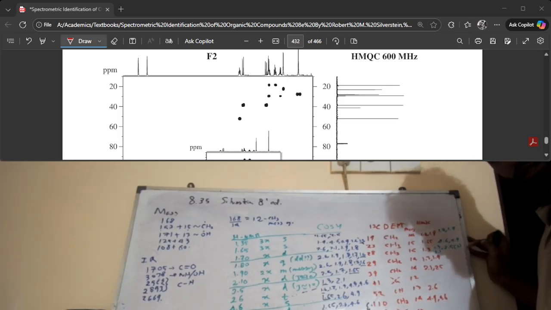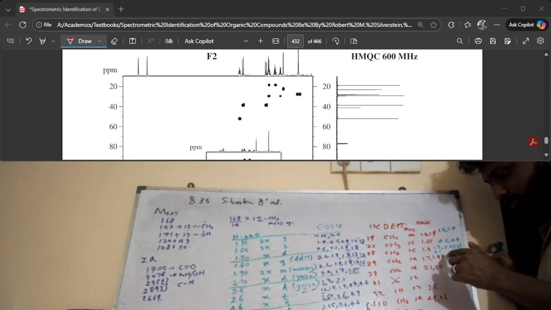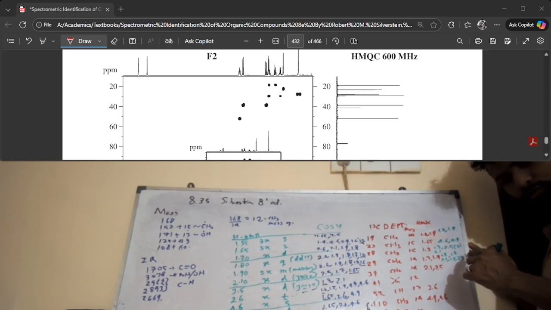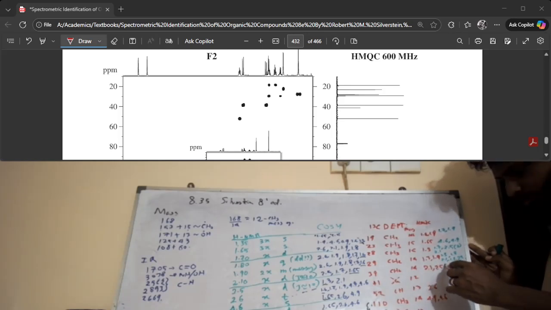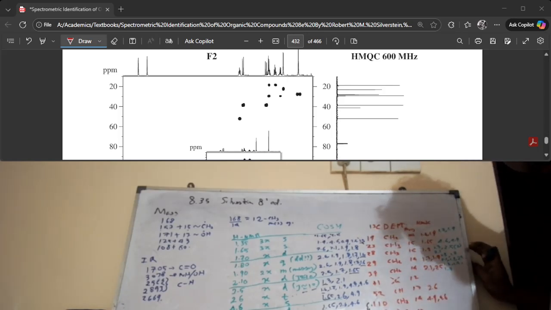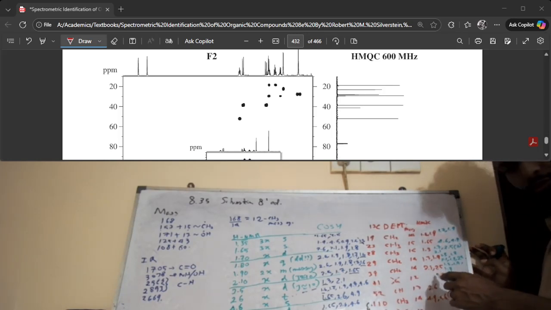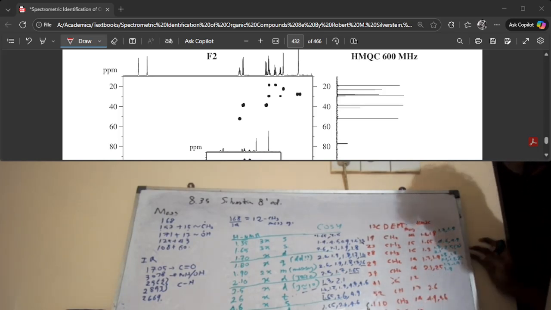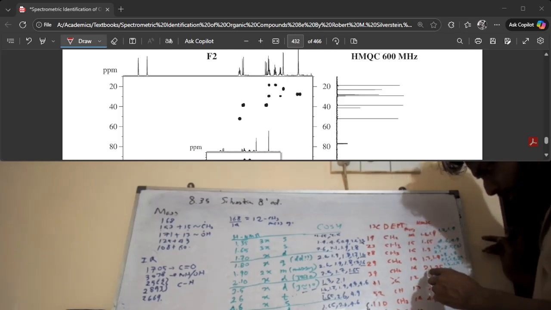For the carbon at 29, you have HMBC correlations at 1.3, 1.8, 2.1, 1.9, and 2.5. So 39 has correlations at 1.3, 1.7, and 1.9. 41 has so many correlations, right? Which is not shocking because it's a quaternary carbon, so it must have many correlations in HMBC, right?